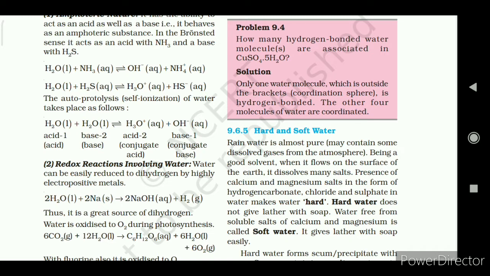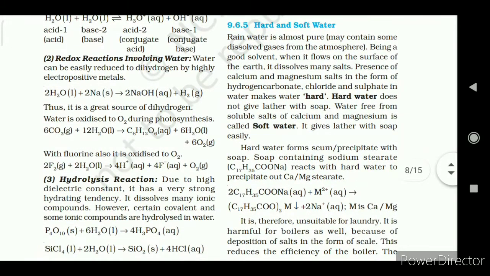Hard water forms scum or precipitate with soap. Soap containing sodium stearate reacts with hard water to precipitate out calcium or magnesium stearate. It is therefore unsuitable for laundry. It is harmful for boilers as well because of deposition of salt in the form of scale. This reduces the efficiency of the boiler. The hardness of water is of 2 types: temporary hardness and permanent hardness.